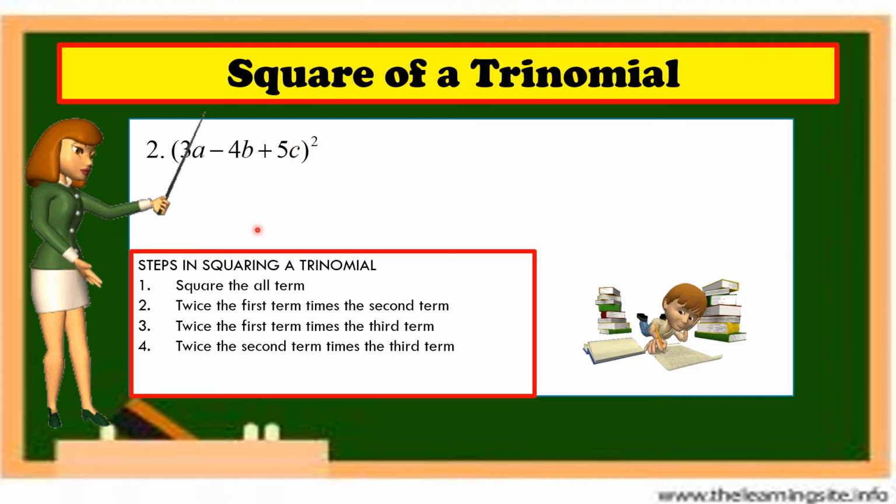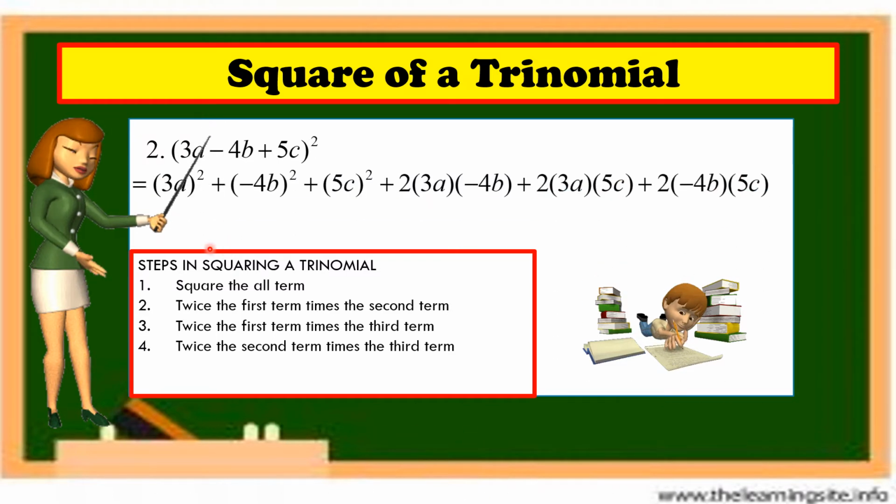And after that, we have twice the first term times the second term. That is 2 times 3a times negative 4b. Twice the first term times the third term. 2 times 3a times 5c. And twice the second term times the third term.